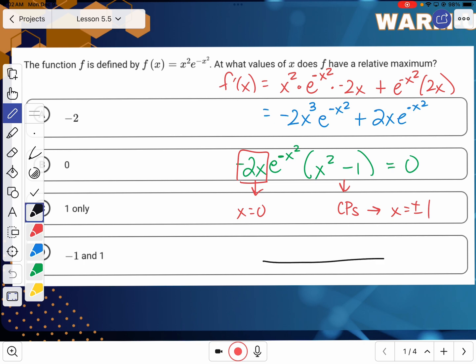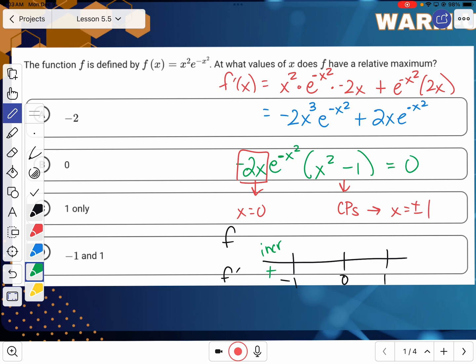So now, if we think about our chart, I've got negative 1, 0, and 1, for f prime and f. If we start plugging things in, and you could even make this x plus 1, x minus 1, but whatever. If I choose negative 2, in the front, that's going to give me a positive. E to the negative x squared is always going to be a fraction, but it should be positive. Negative 2 squared minus 1 should give me a positive, so I'm increasing, okay?